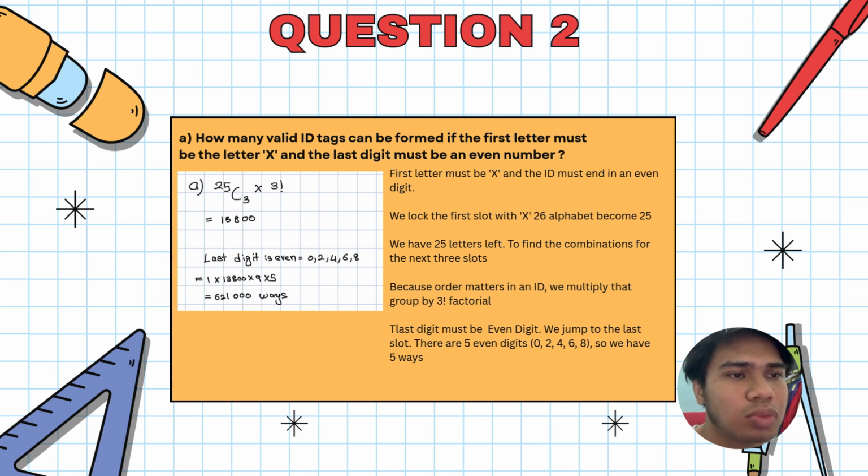So we use permutation and combination. 25 combine 3 and multiply by 3 factorial to get 13,800. Then we multiply it with 9 and 5 to get 621,000 ways.